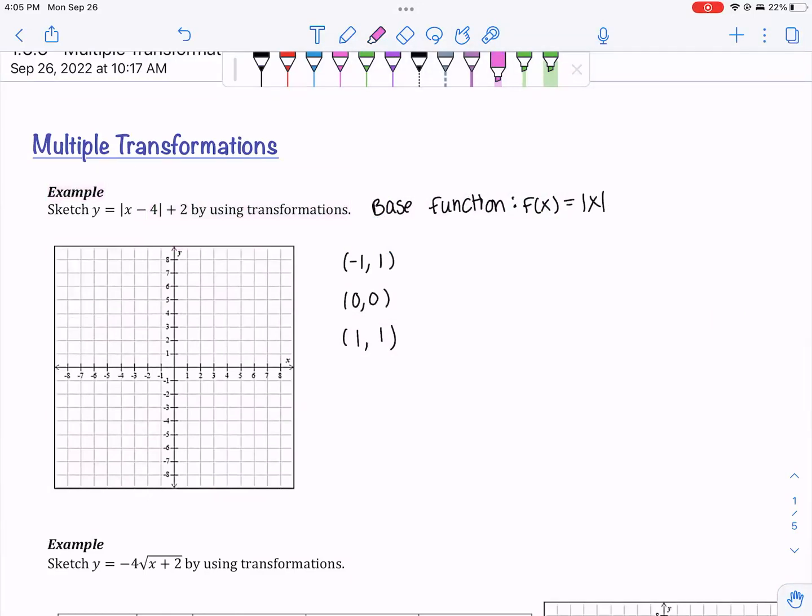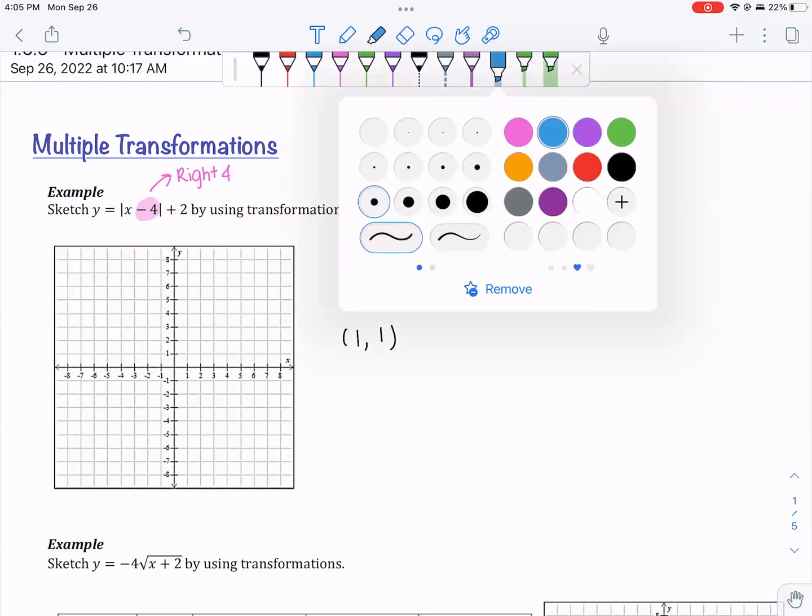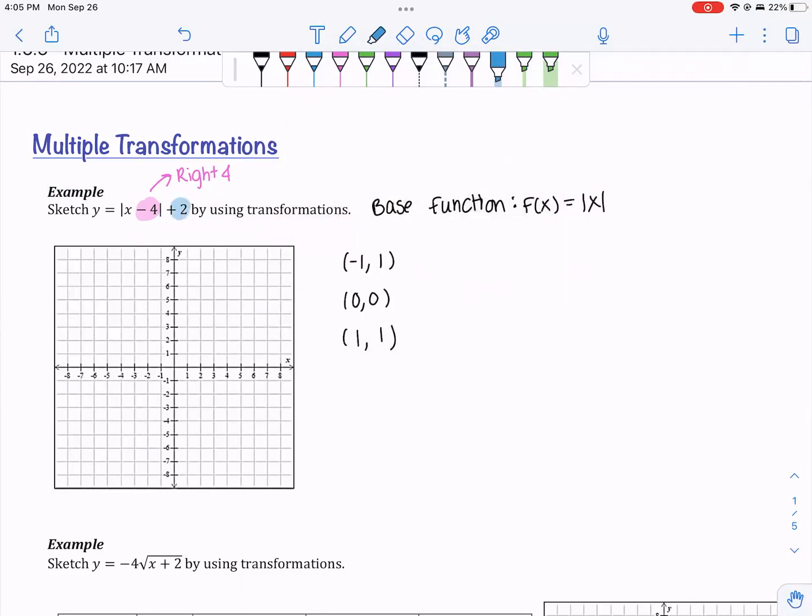We have a minus 4 on the inside. That's going to be a shift to the right by 4. Right 4. This plus 2 on the outside is going to be up 2. So we'll do our right shift first, and then our up shift.